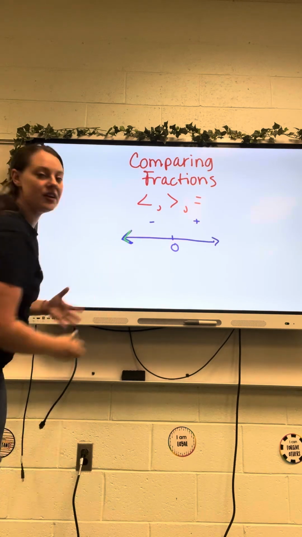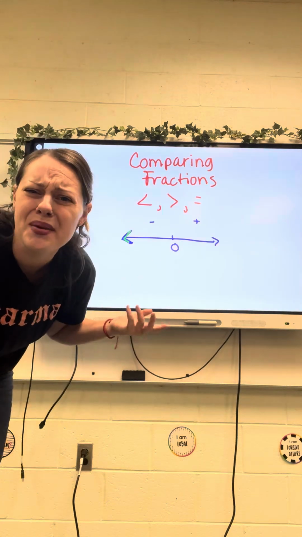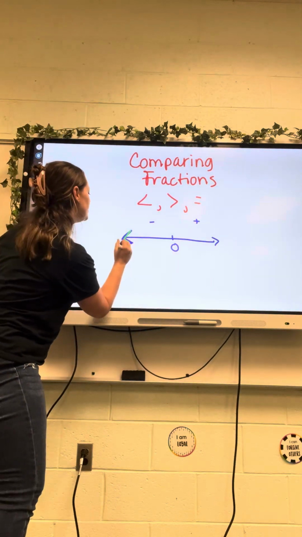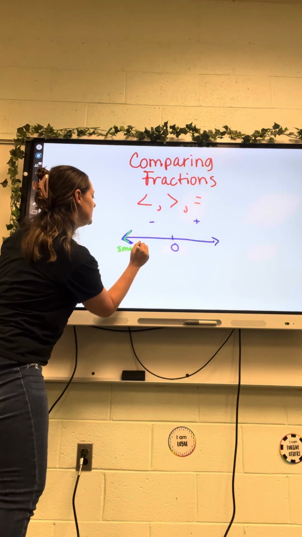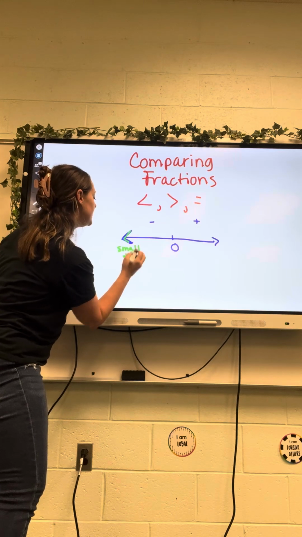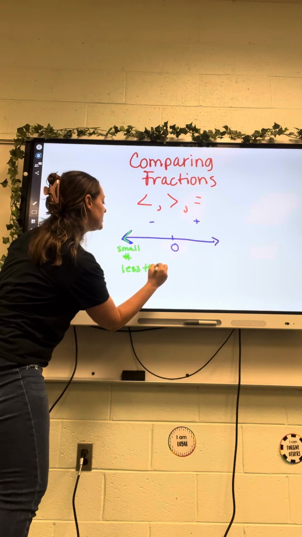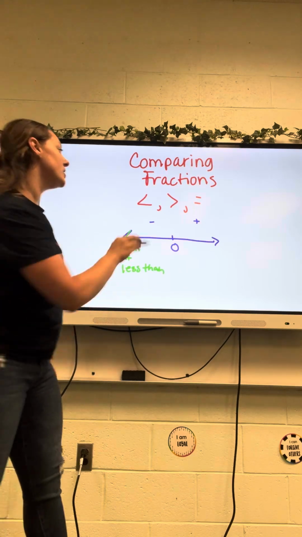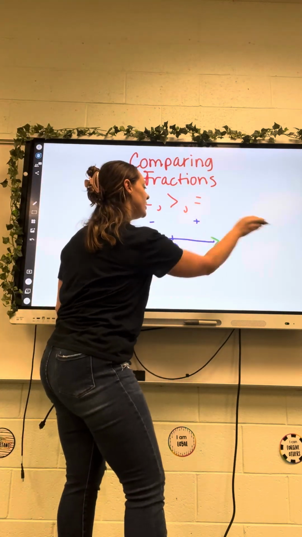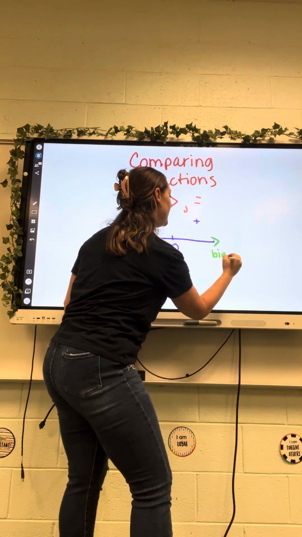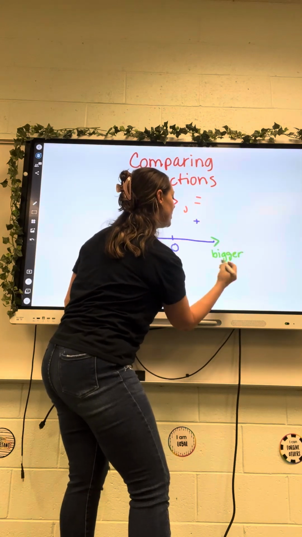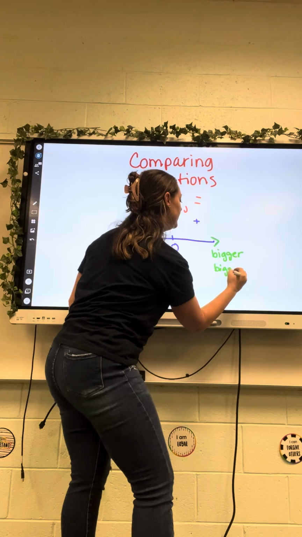So if I'm going over here to the left, look at this sign right here. This sign on the number line, all I do is draw a number line. This sign points to the small numbers. So that means this is called less than. All the numbers on this side are less than the numbers on this side. The more you go this side, the bigger you get. So therefore that sign represents bigger than.